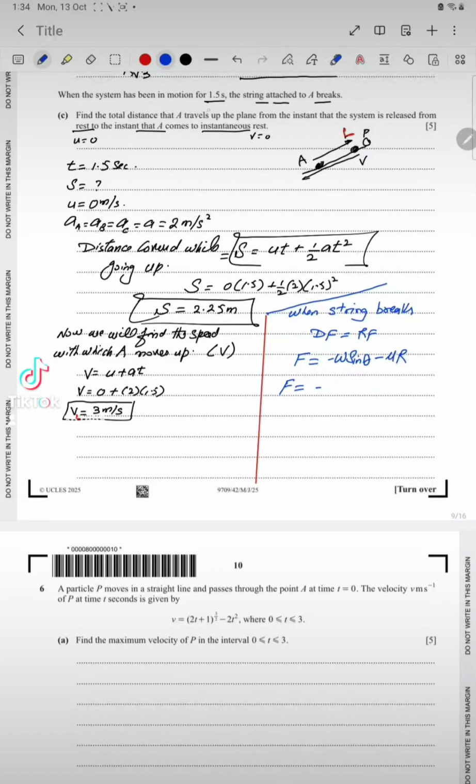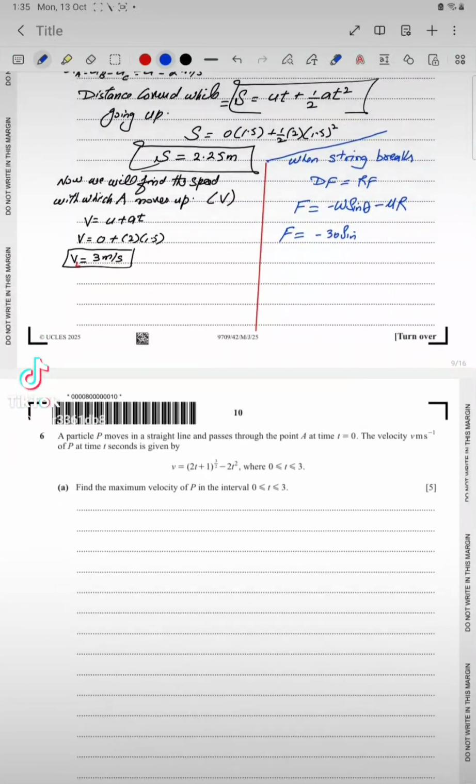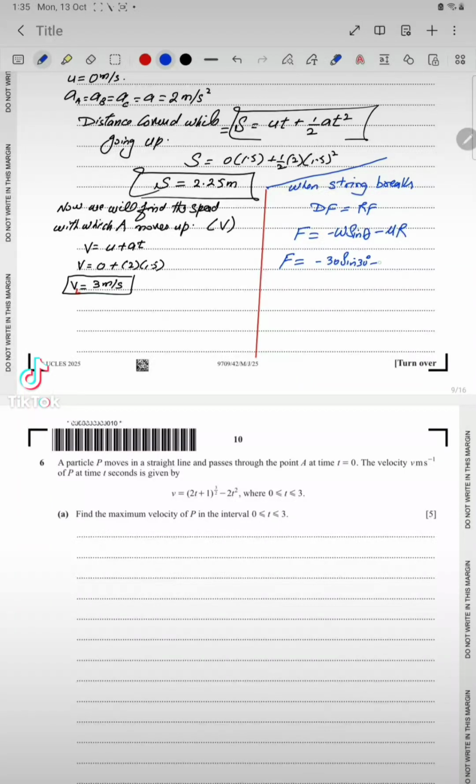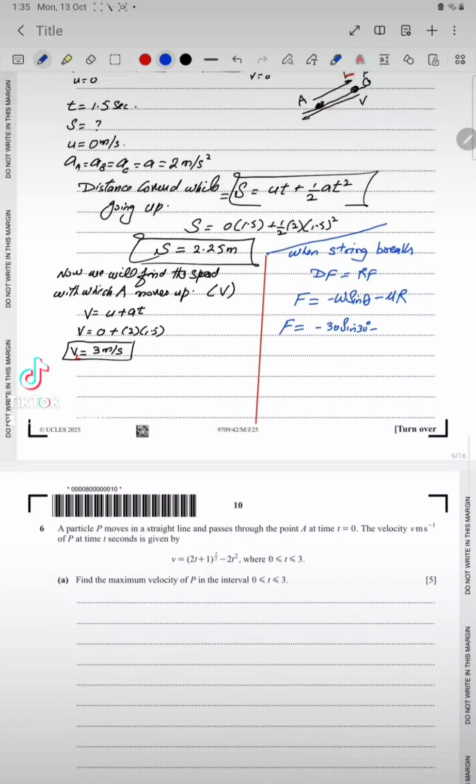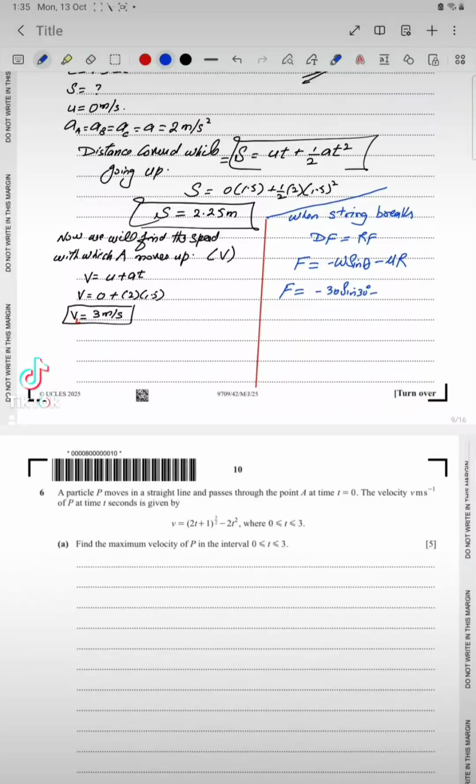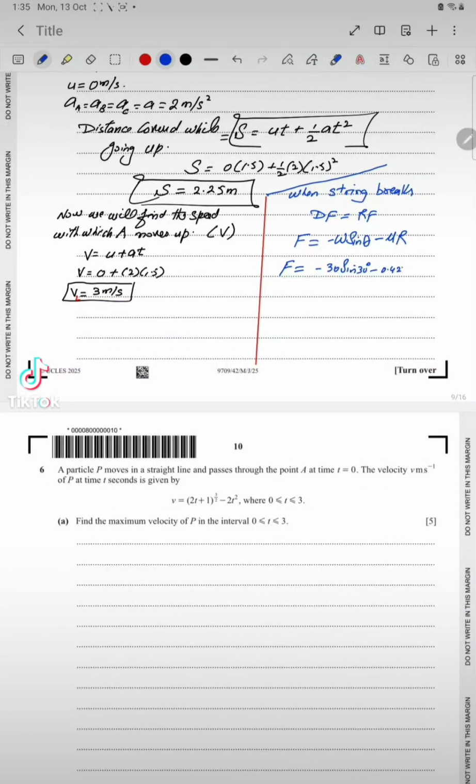The system has been in motion for 1.5 seconds. The string attached to A breaks. Okay, this we have already done. So here we are doing the calculation. The weight of particle A was 3 kg, so it becomes 30, and angle theta is what? The angle is given here, that is 30 as well. So 30 degrees, mu, coefficient of friction, what is that? We know that here it was 0.423. We calculated 0.423, and R was W cos 30.